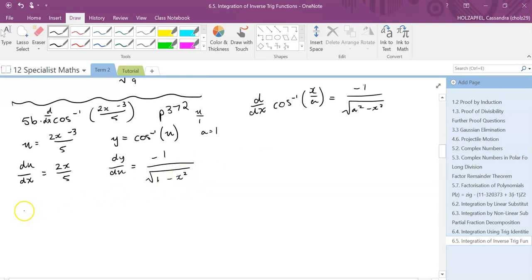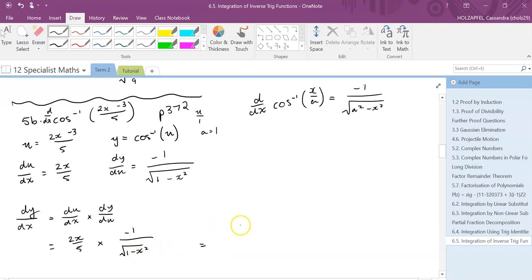Okay, so now using my chain rule. The chain rule states that dy/dx is equal to du/dx multiplied by dy/du. And if I multiply these two, algebraically what's happening is we're cancelling out, I hate that term, we're dividing du's to get the value of 1 and we're left over with dy/dx. So that's why we're going to use the chain rule to do this one. So that's going to be 2x over 5 multiplied by negative 1 over the square root of 1 minus x squared. Okay, so let's simplify this now.